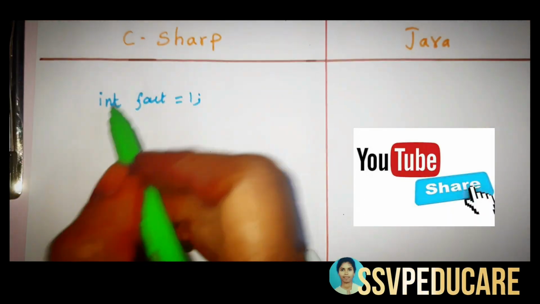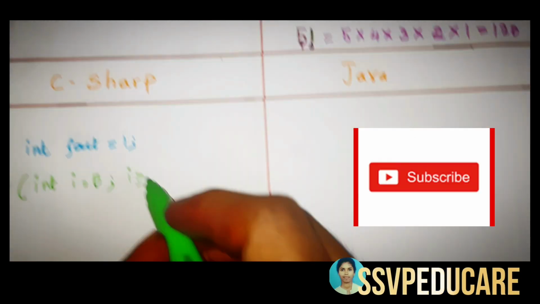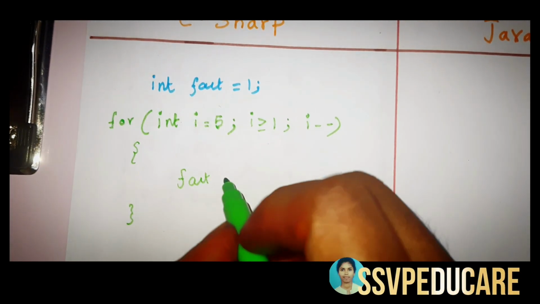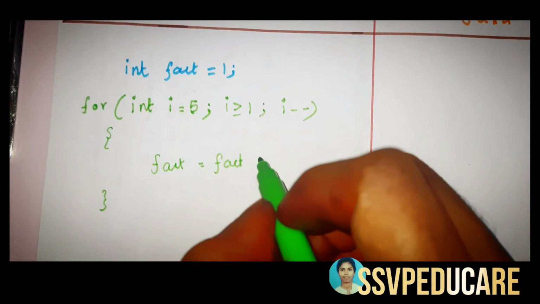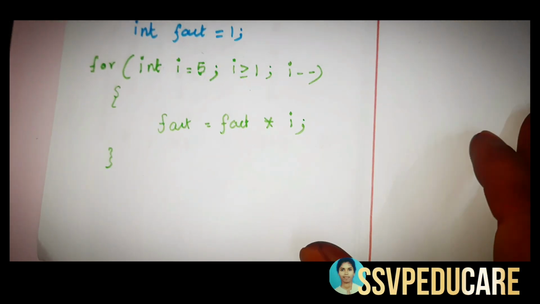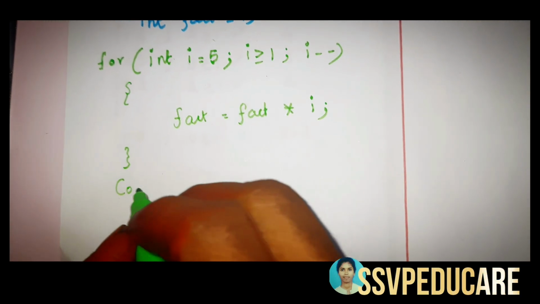Next, we use a loop from 5 to 1. In each iteration, we multiply the current value of factorial by the loop variable. For example, if the input is 5, then fact equals 1 into 5. After the loop finishes, the variable fact contains the final result. So the factorial of 5 is 120.